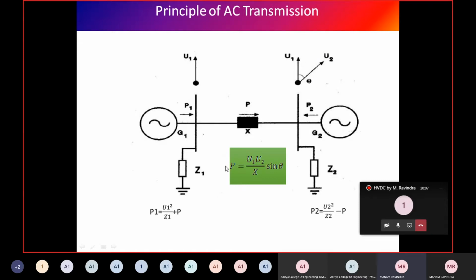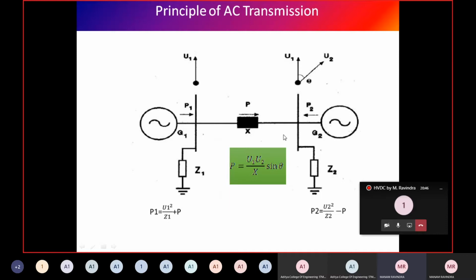Here maximum power is transmitted across the transmission line when theta is equal to 90 degrees. When theta is equal to 90 degrees, we get maximum power transmitted from G1 to the infinite bus. Now what we have to know is that the power transmitted depends upon the reactance values. P is equal to U1 U2 by X sin theta, the power transmitted through the transmission line. Here X is variable and sin theta is variable.